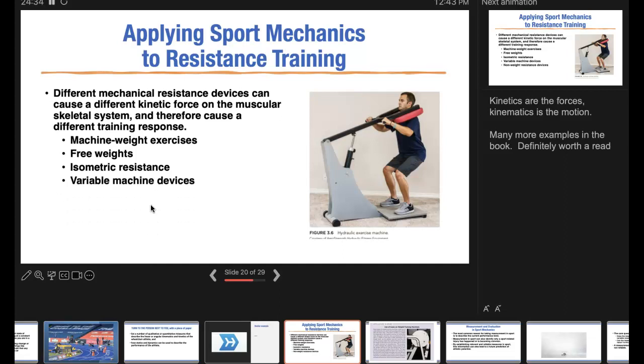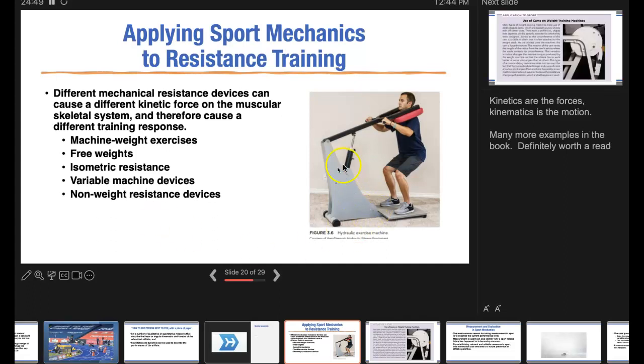You could have variable weight machines. Those things are really interesting, where they're stronger going up, like 80% on the way up, and then it'll change to make it harder, 120% on the way down, so you have to flex against it. Those are really interesting. This one here is a hydraulic exercise machine.